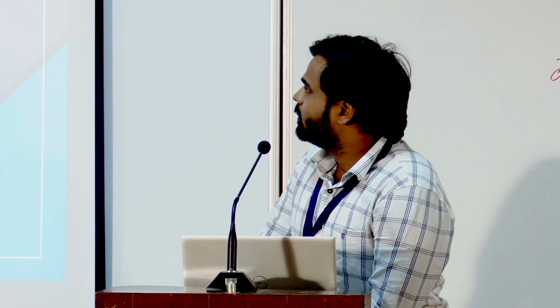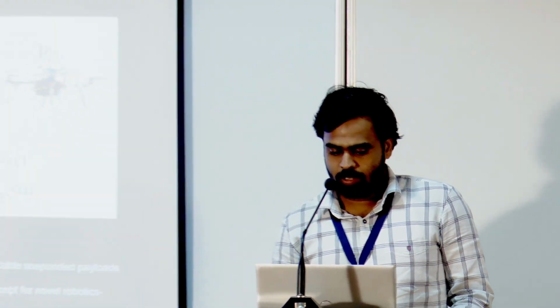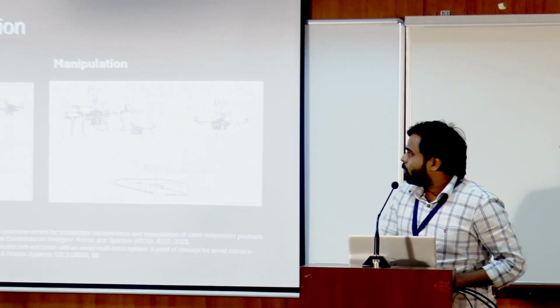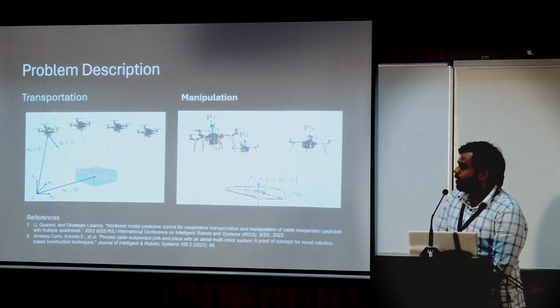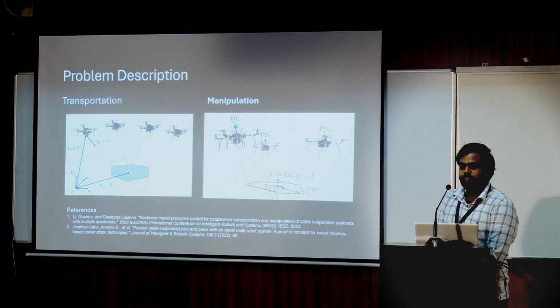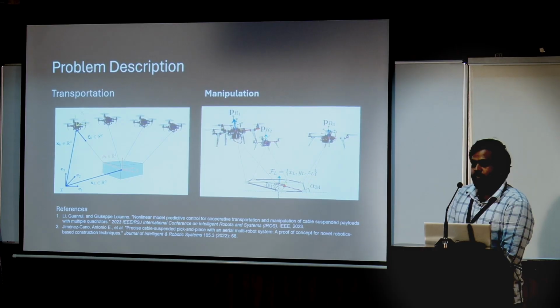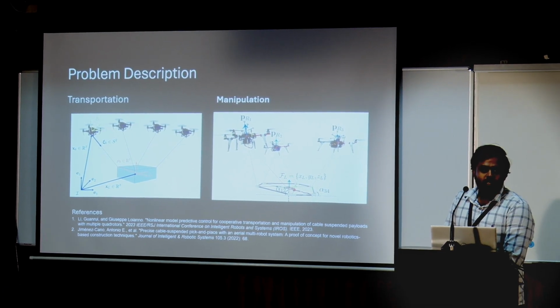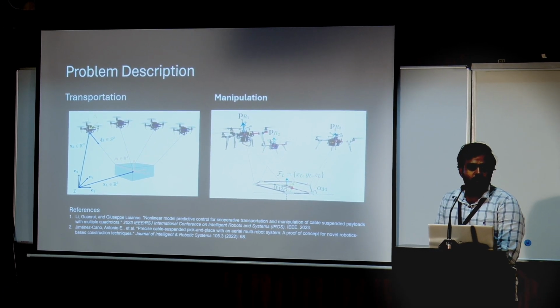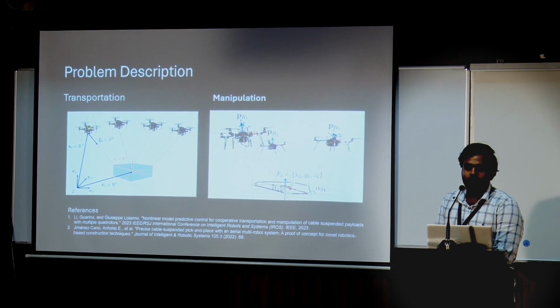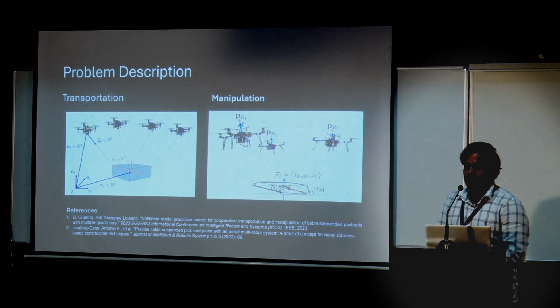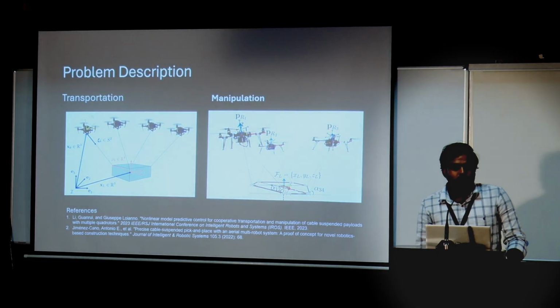Thanks, Surya. As you can see, there are 4 keywords in the title: collaborative, slung load, transportation, and manipulation. We are defining 2 problems here. In both of them, the common thing is that the payload is attached using cables to multiple UAVs. In the first problem, transportation, we are only considering the position control of the payload. We are not worried about the orientation of the payload. Whereas in manipulation, we want to control both the position and orientation of the payload.